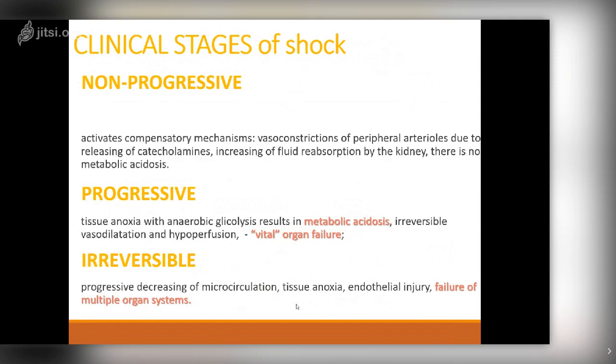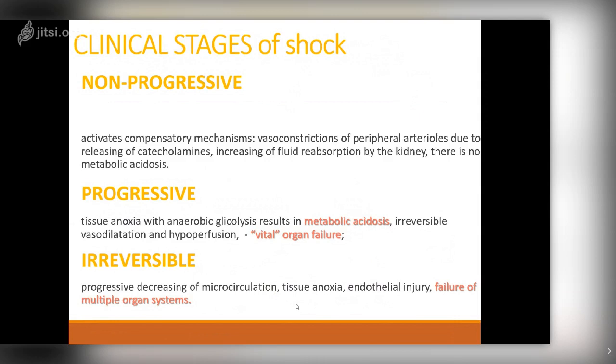That's why peripheral parts of our body become hypoxic, but vital organs, they still get proper circulation. Also, at this stage, there is release of catecholamines to maintain blood pressure, and kidneys try to reabsorb more fluid to maintain circulatory volume. And what is very important, that in non-progressive stage, there is no metabolic acidosis as organism tries to compensate this hypoperfusion.